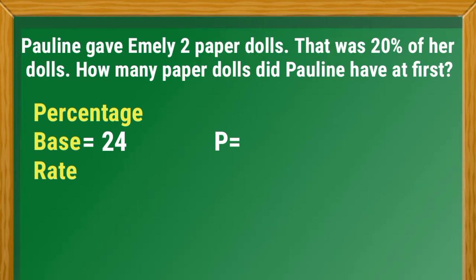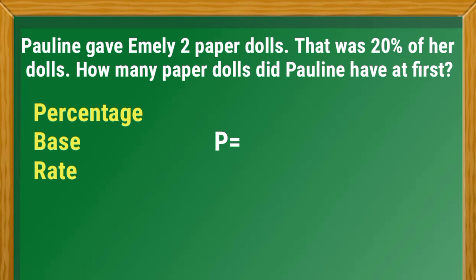Another example: Pauline gave Emily 2 paper dolls. That was 20% of her dolls. How many paper dolls did Pauline have at first? Let's find out the given. We have here 2 paper dolls and 20% of her dolls.